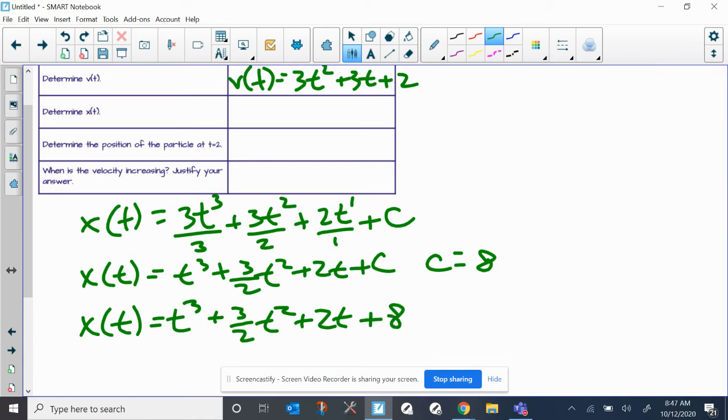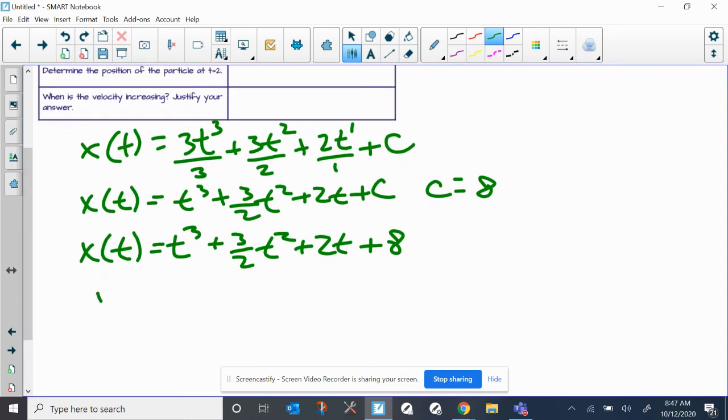So determine the position of the particle at t equals 2. Well, that's just x of 2. The x value at time 2 is 8, plus 2 squared is 4, times 3 is 12, divided by 2 is 6, 2 times 2 is 4, plus 8. So I have 8 plus 6 is 14, plus 4 is 18, plus 8 is 26.